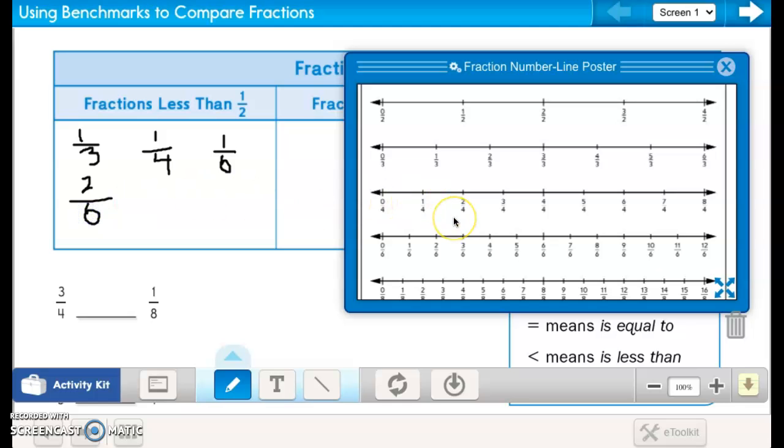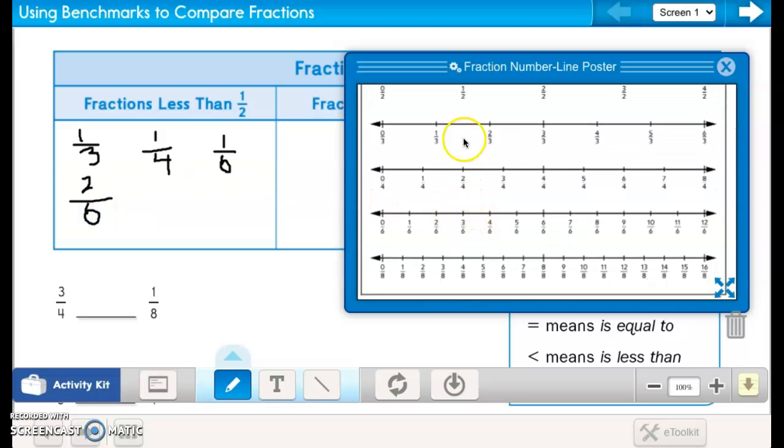And let's go down one more. So here's our halfway mark. All these numbers on this side are less than a half. So 1/8, 2/8, 3/8. So let's do 1/8, 2/8, and 3/8.